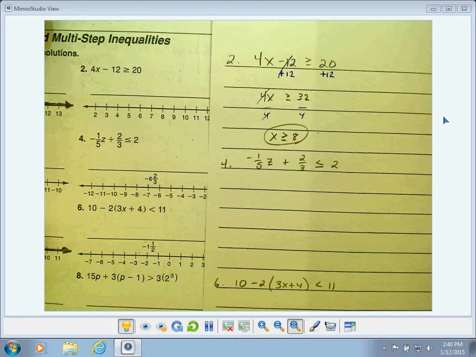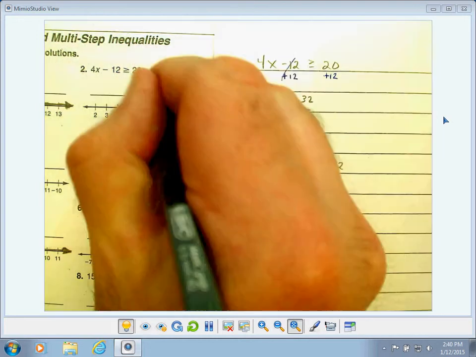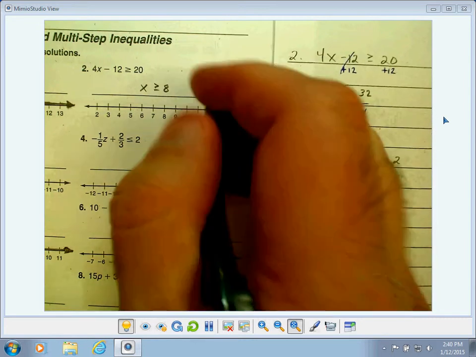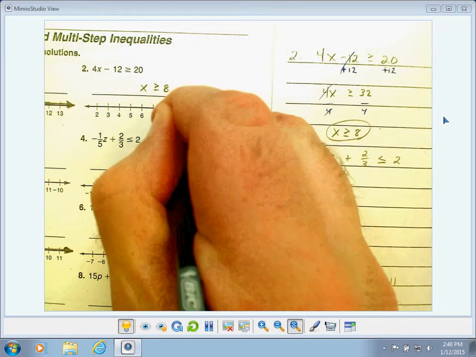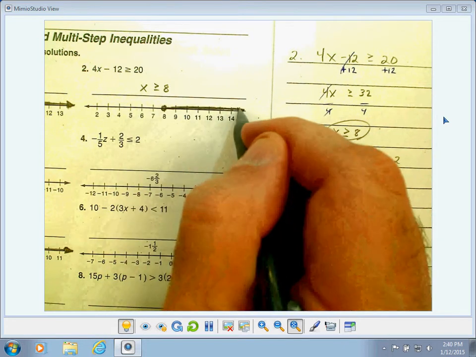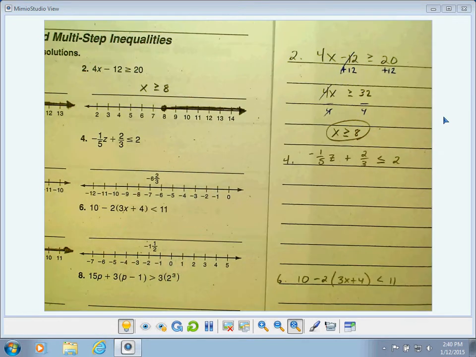So let's go over and graph that one. X is greater than or equal to 8 was our answer. That's a closed circle. And greater than would be all the numbers bigger than 8, like that.